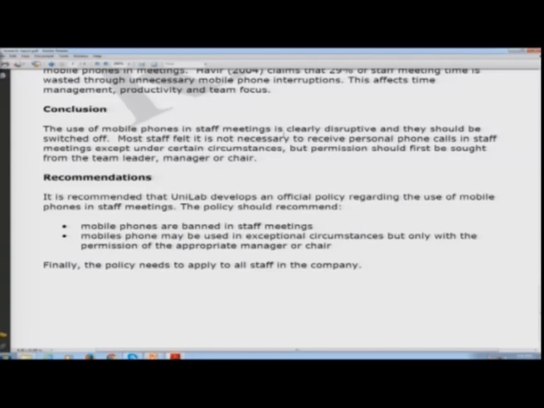Conclusion: the use of mobile phones in staff meetings is clearly disruptive and they should be switched off. Most staff felt it is not necessary to receive personal phone calls in staff meetings except under certain circumstances, but permission should first be sought from the team leader, manager or chair. Because this report was constituted to address a specific issue, there is a recommendation section. It is recommended that Unilab develops an official policy regarding the use of mobile phones in staff meetings. The policy should recommend mobile phones are banned. Mobile phones may be used in exceptional circumstances, but only with the permission of the appropriate manager or chair. Finally, the policy needs to apply to all staff in the company. So, the report ends with a strong recommendation.